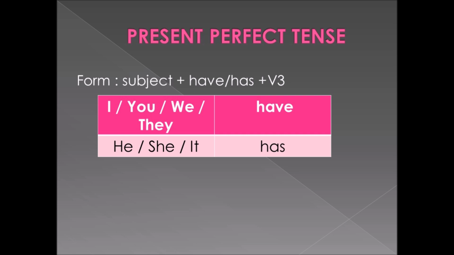Now let us vary the subjects. For I, you, we, they, you use have plus V3 form, that is the structure, and for he, she, it as subjects you have to use has plus V3 form. So this is the structure of present perfect tense.